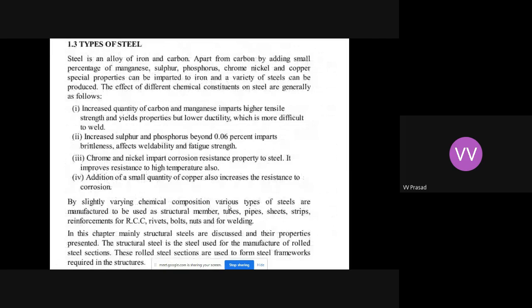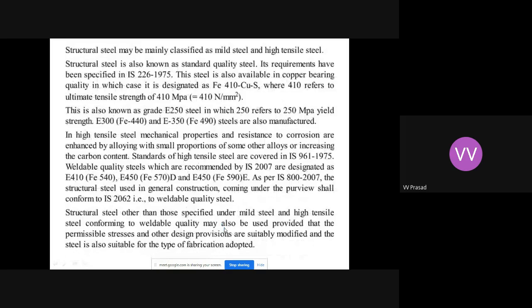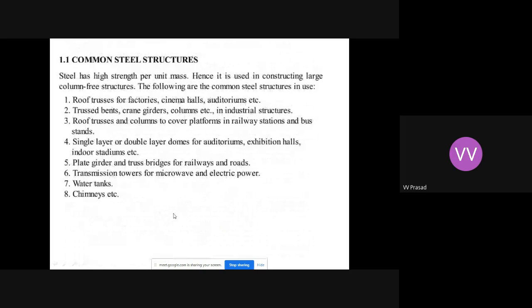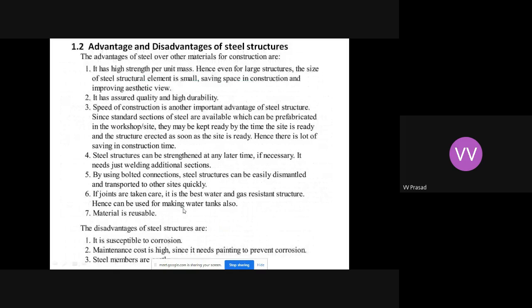The disadvantages are corrosion. If the steel is put into open air, it will corrode. That is the main problem. Maintenance cost is very high, since it needs paint to prevent corrosion. Steel members are also very costly. That is the problem with steel.